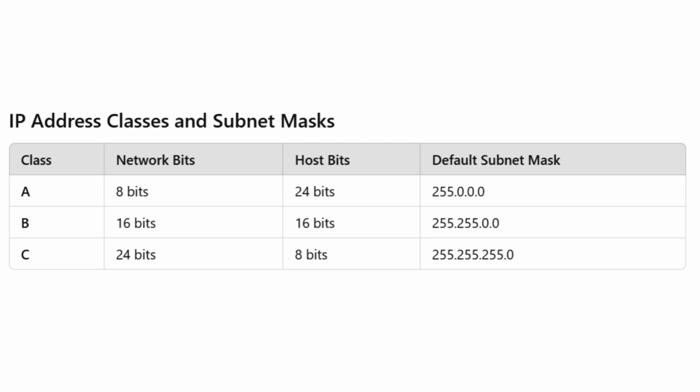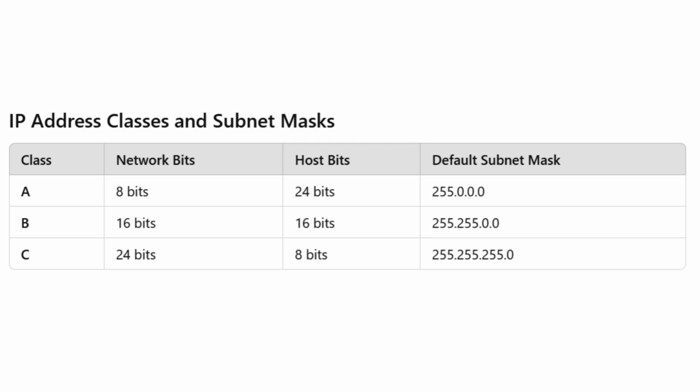Class A: the first 8 bits, first part, represent the network, and the remaining 24 bits represent the host, devices within the network. The default subnet mask is 255.0.0.0. Class B: the first 16 bits, first and second parts, represent the network, and the remaining 16 bits represent the host.